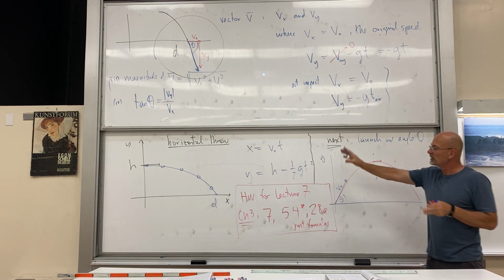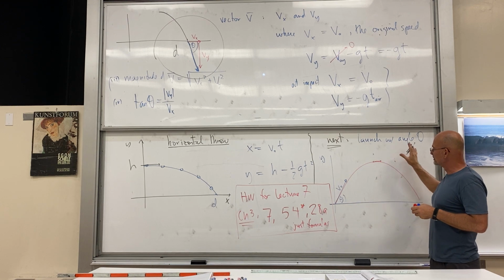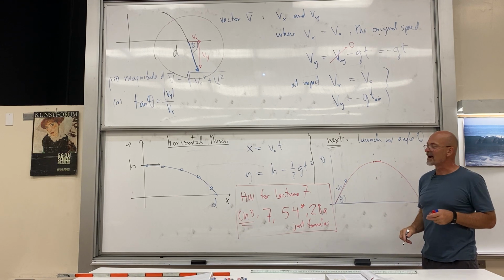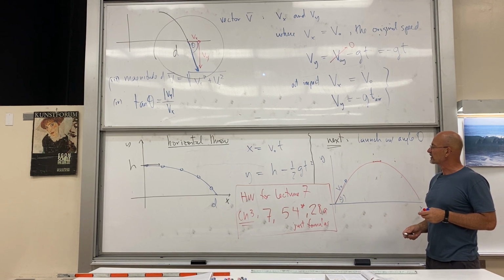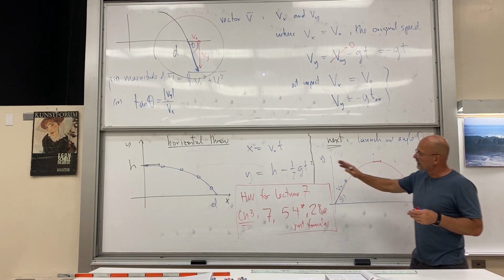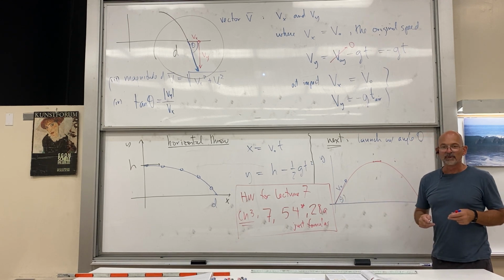Next time we'll review these problems and we'll launch at an angle and basically try to wrap up chapter 3. It'll move on into a couple more lectures. But we're going to learn the horizontal throw and then the projectile at an angle, and that'll be good.